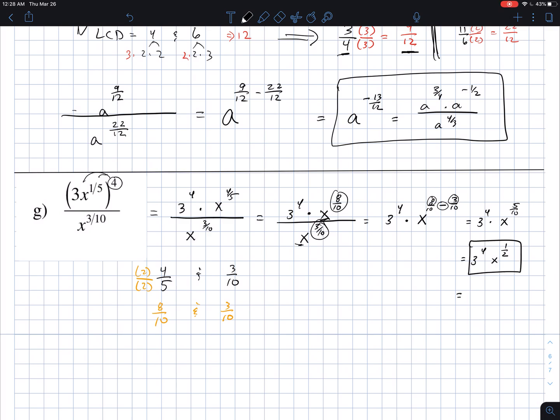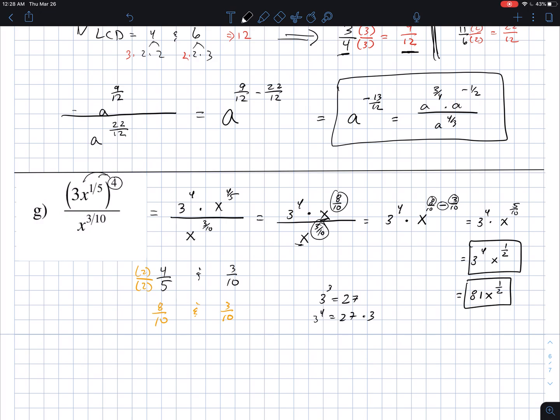But if you do have to multiply them out, you know 3 cubed is 27, right? So 3 cubed is equal to 27. So 3 to the 4th is just equal to 27 times 3. So that would be 3 times 27, or 81, right? So it looks like it's 81x to the half.